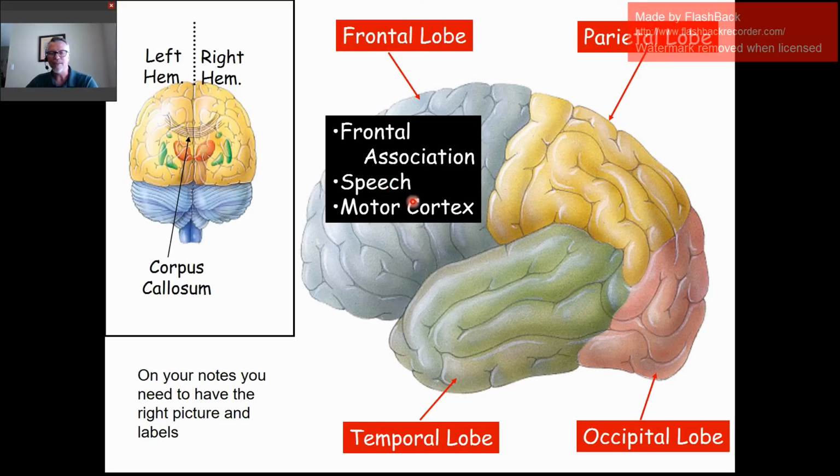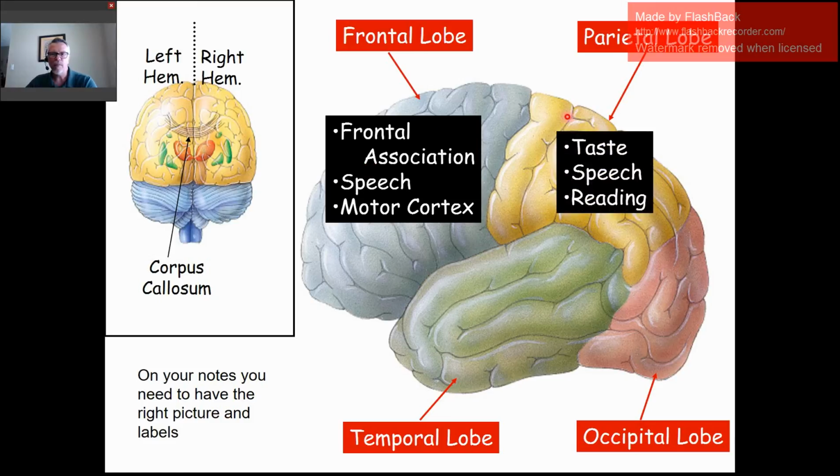And what do I mean when I say motor? That means movement. So motor control means control of the muscles. The motor cortex is the part of the brain that makes decisions about and instigates muscle movement. So that's what motor cortex here in the frontal lobe means.